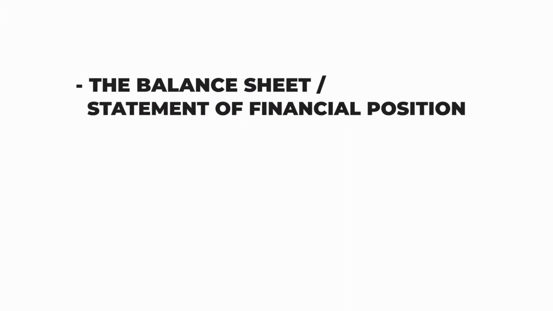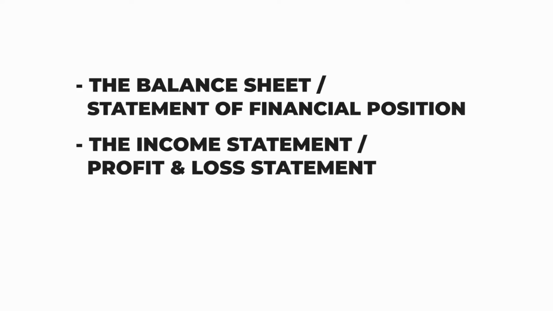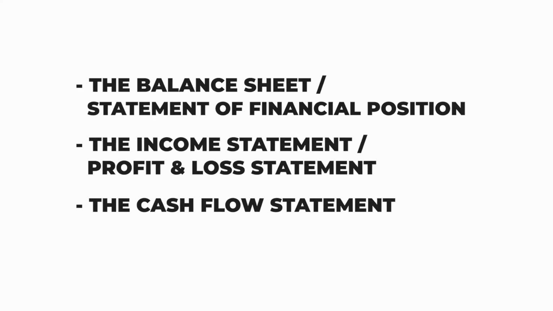Financial statements present the results of operations and indicate the financial position of the company. The three fundamental statements used by companies are the balance sheet, which can also be referred to as statement of financial position, the income statement, or also called the profit and loss statement, and the cash flow statement. What does each statement stand for, and how should we distinguish one from the other?